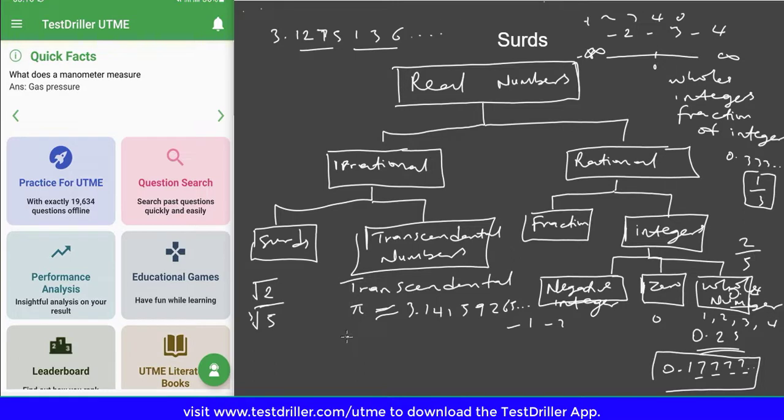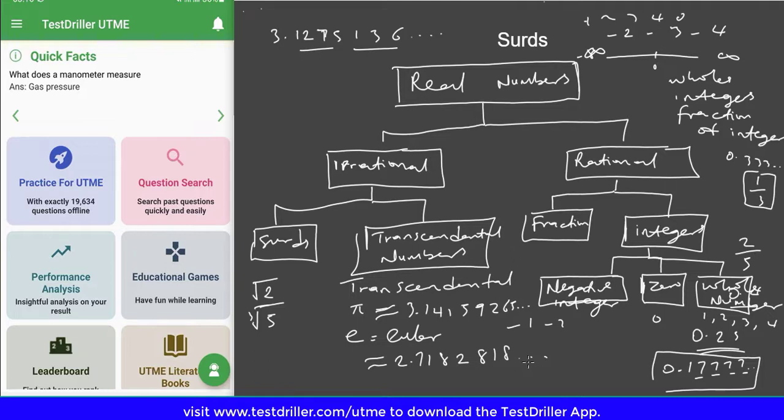Then we have another transcendental number which is known as Euler's number, right? And the value is 2.7182818 and so on. So this is also an example of a transcendental number, and they are all irrational numbers.